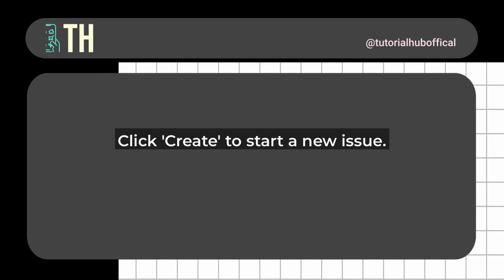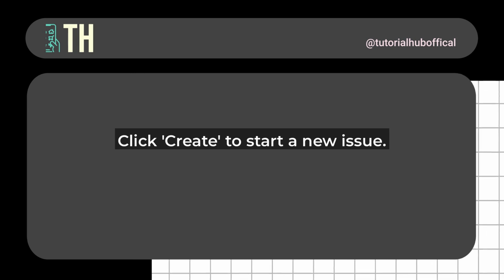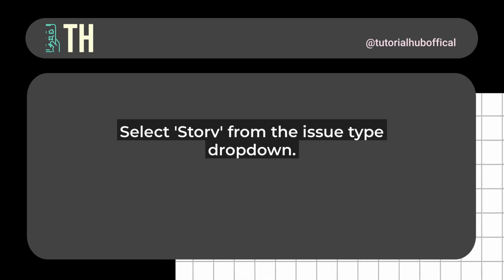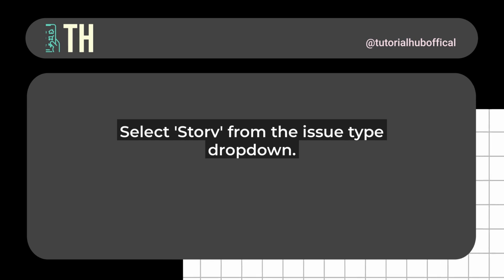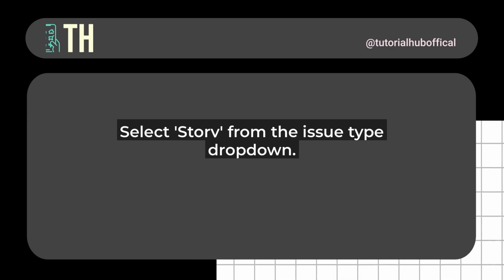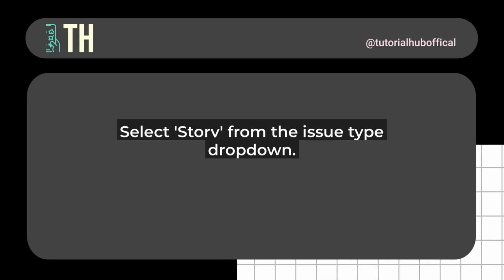Step 1. Click on the Create button at the top of the screen. This opens a new issue form, which is your blank canvas for the user story. Step 2. In the Issue Type drop-down menu, select Story. Jira's 2025 interface might look a bit sleeker, but this option should be easy to find.